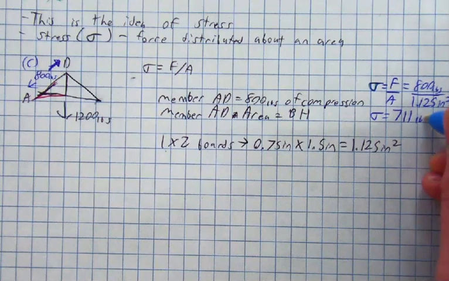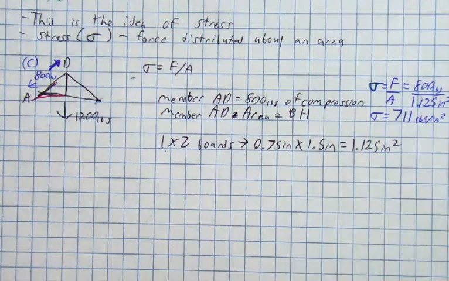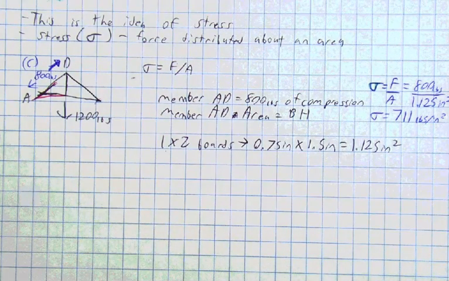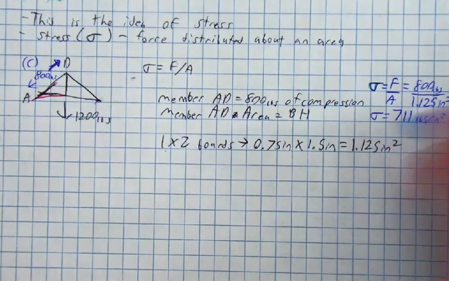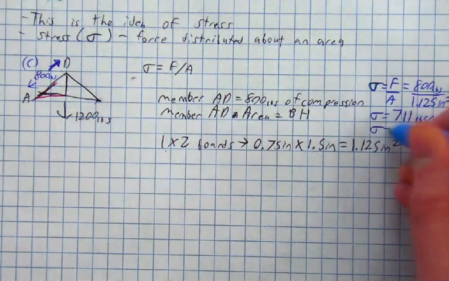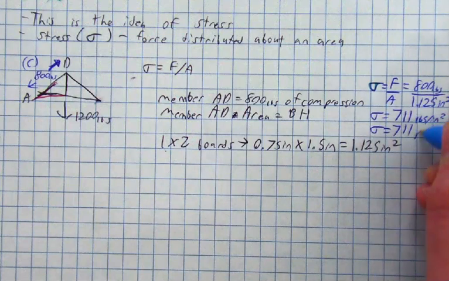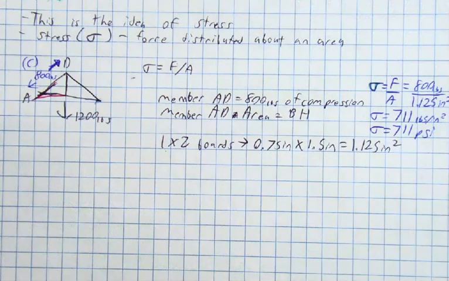pounds per inches squared. Does anybody know another way to write pounds per inches squared? PSI. Very good. So another way to write this is stress equals 711 PSI. Any questions on this?